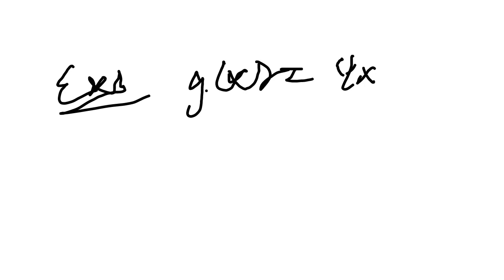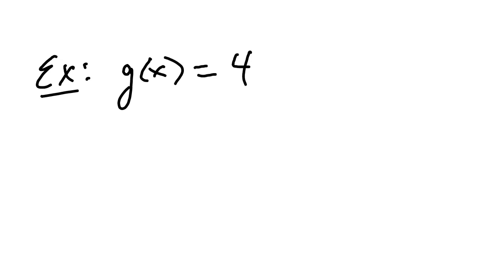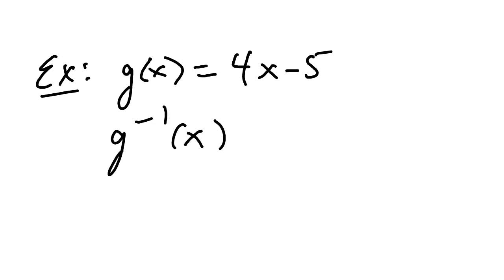Example: what if I have g of x equals 4x minus 5? Find g inverse. Man, this is horrible. 4x minus 5, go. That's for you to do. Something happened, my board got smeary there. 4x minus 5. What's g inverse of x? First of all, is it okay that it exists? What's the domain of g? All reals. What's the range of g? All reals.